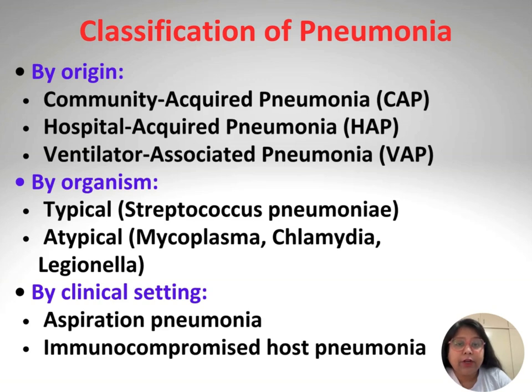Talking about classification of pneumonia. By origin, pneumonia is classified as community acquired pneumonia, hospital acquired pneumonia, and ventilator associated pneumonia. By organism, it can be typical or atypical. Typical is caused by Streptococcus pneumoniae, and atypical could be caused by Mycoplasma, Chlamydia, and Legionella. By clinical setting, it could be aspiration pneumonia or immunocompromised host pneumonia.